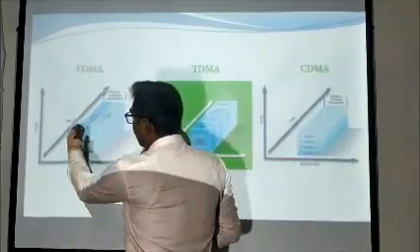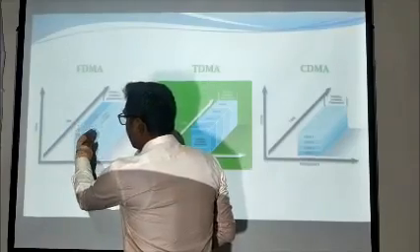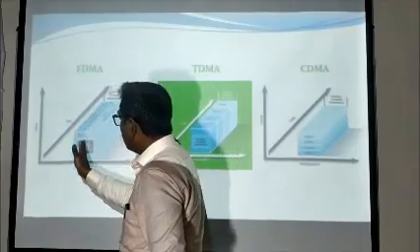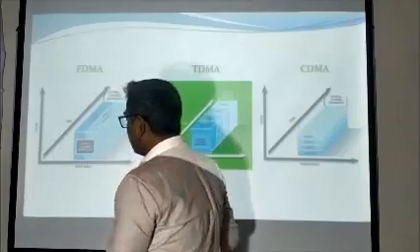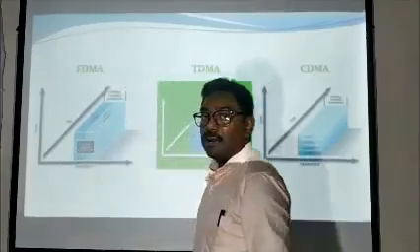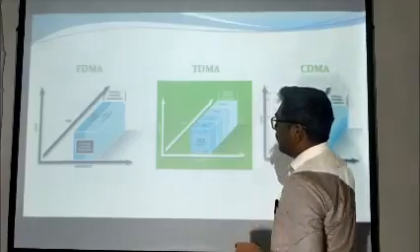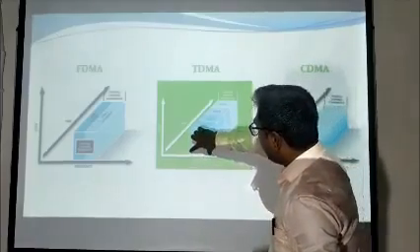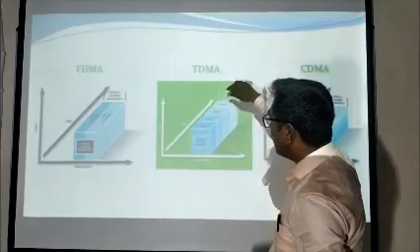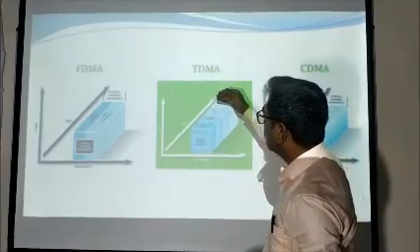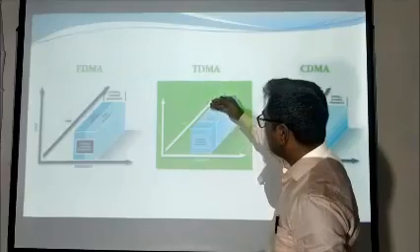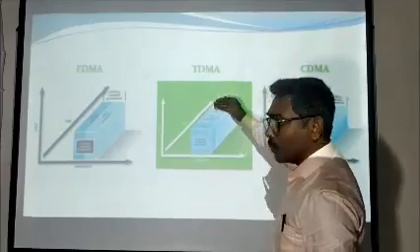In FDMA, the frequency is divided into different slots. That means here one user is using, here another user is using. This complete range is known as the bandwidth. In the case of code division multiple access, the complete bandwidth is used for one user, having different codes. Different users are given different codes.